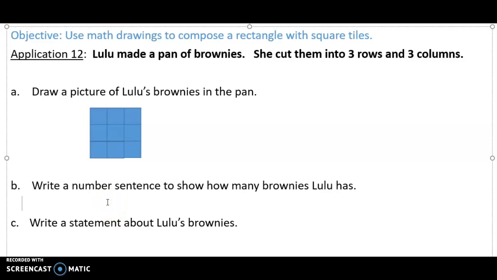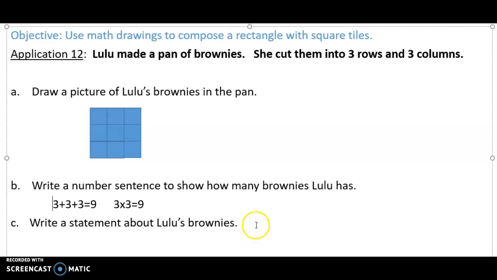Okay, so for letter B, we're going to write a repeated addition equation first. If you said 3 plus 3 plus 3 equals 9, then you are correct because we have 3 rows of 3 and that gives us 3 3s. Another way that we could write this is 3 times 3 equals 9. So if you answered those correctly, then pat yourself on the back. You did a great job.